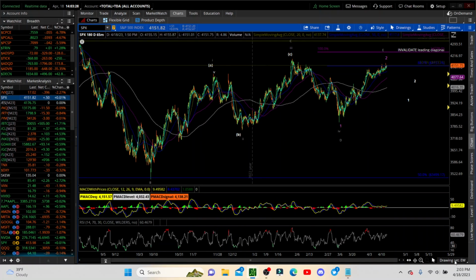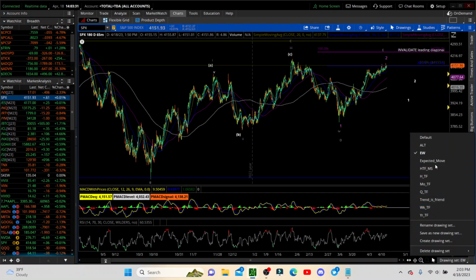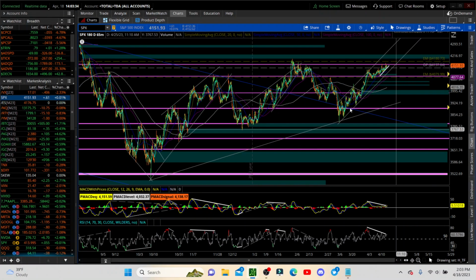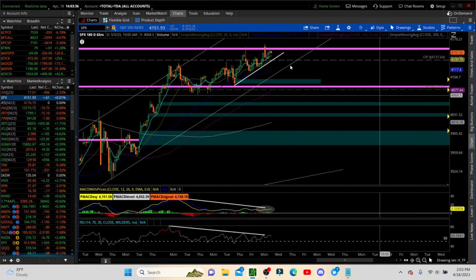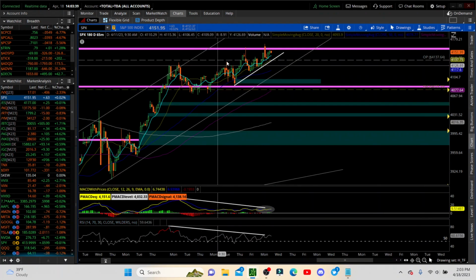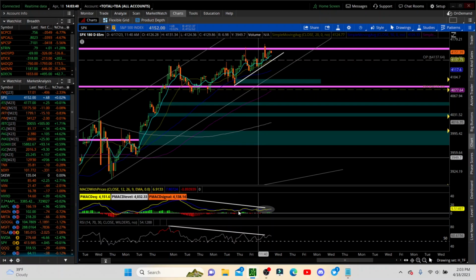Let's go to the hourly time frame. When you have that count in, it kind of fits there as well, where you have all these lining up with divergence.